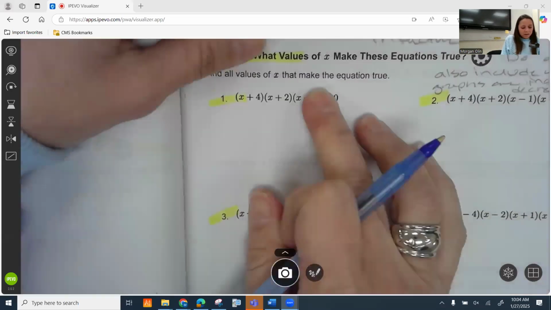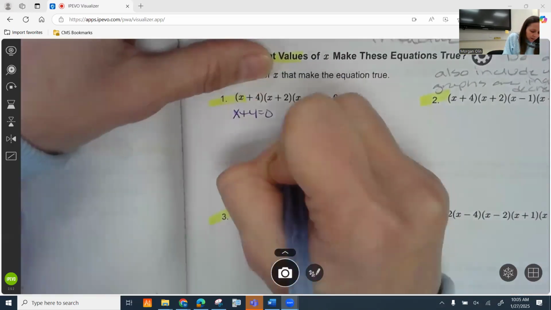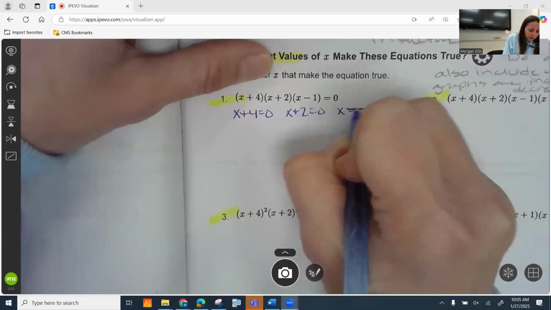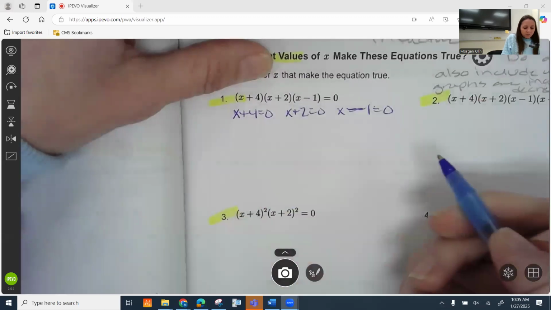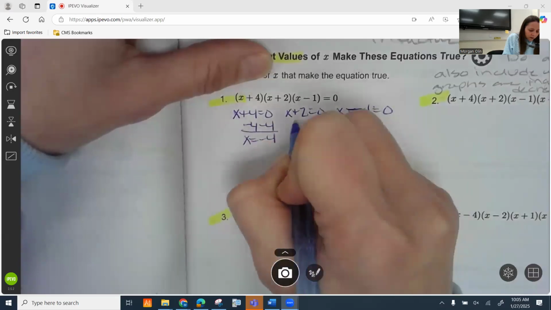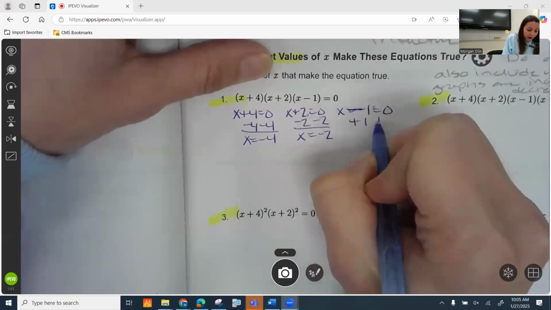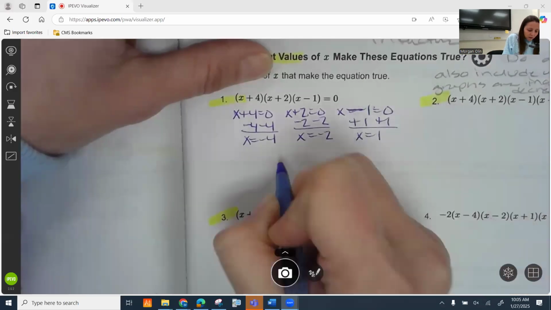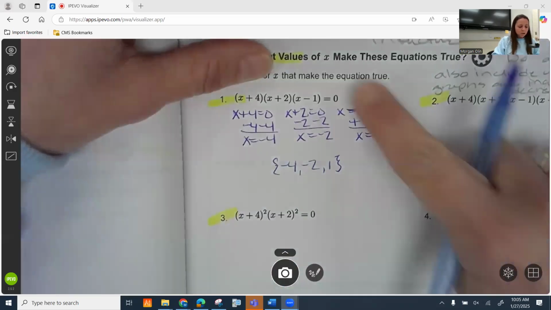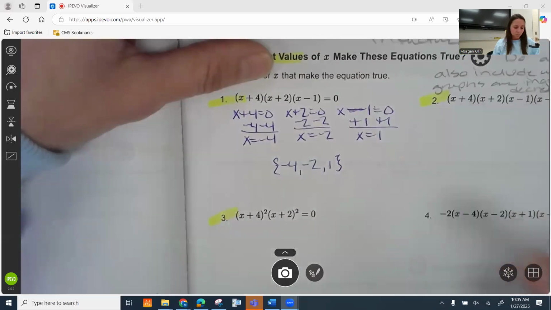Find all the x values that make this equation true. All right, so here, if we just set each of these parentheses equal to 0 when it's in factored form, whoops, that's x minus 1 equals 0. Then we're going to find when this is true. So here I would subtract 4, x equals -4. Subtract 2, and I get x equals -2. And here, when it has a minus, add 1, x equals 1. So our solutions are -4, -2, and 1. If I were just to graph this without the y equals 0, I would find my x-intercepts to be -4, -2, and 1.